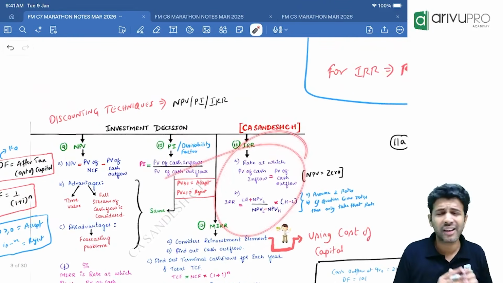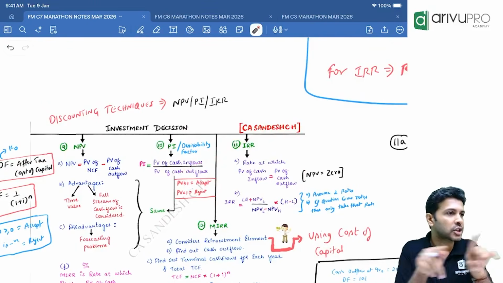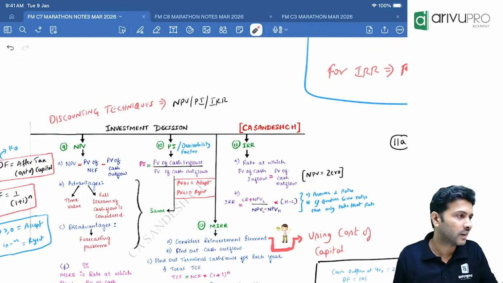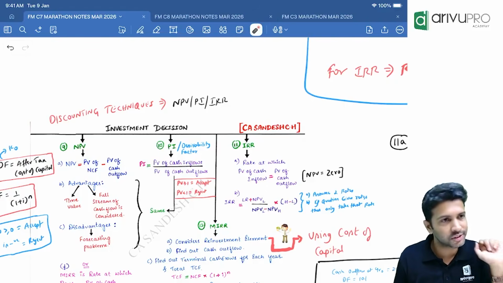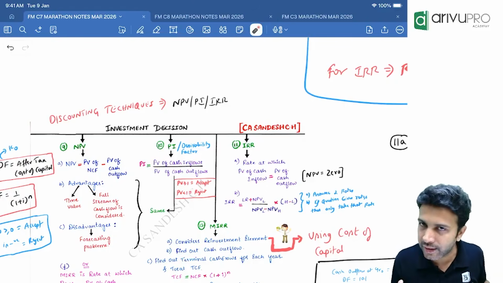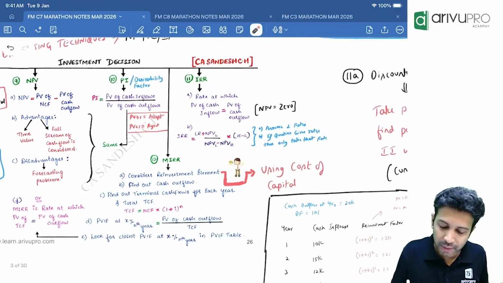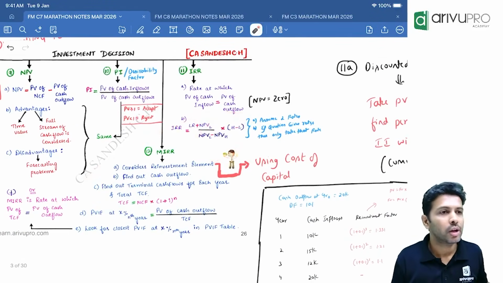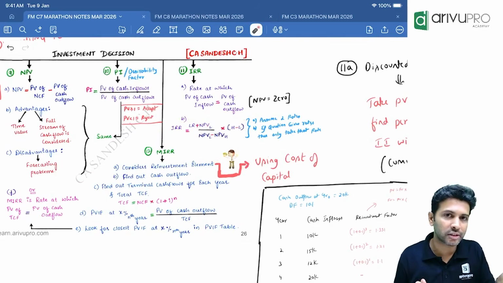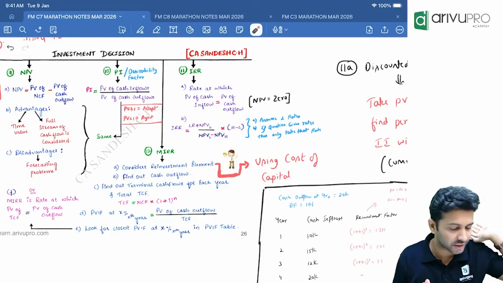Then IRR. IRR is simply a rate at which present value of cash inflow and present value of cash outflow will be the same. Or IRR is a rate at which NPV will become 0. Simply got by the interpolation formula: lower rate plus NPV at lower rate divided by NPV at lower rate minus NPV at higher rate, whole thing multiplied by higher rate minus lower rate. Assume two discount factors and do it. Before assumption, check the question. If the question has given any rates, take the same.